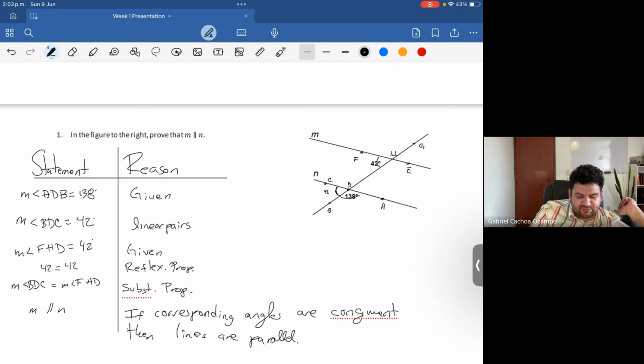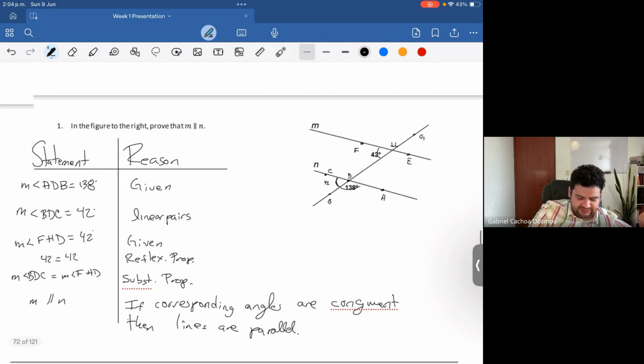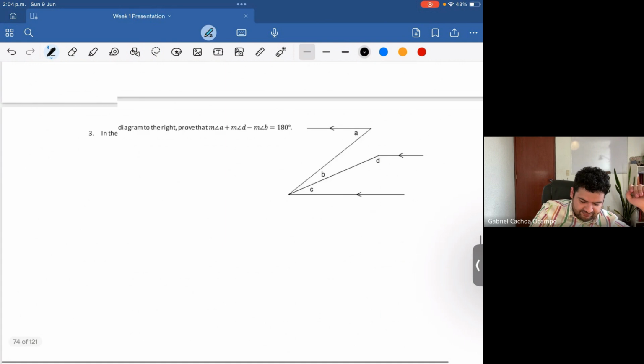So whenever you want to prove that a couple of lines are parallel, you can show that corresponding angles are congruent, or you can also show that alternate interior angles are congruent, or you can also show that same side interior angles are congruent. Okay.